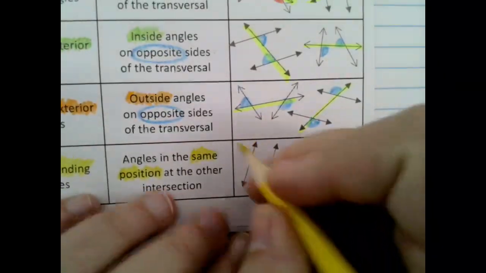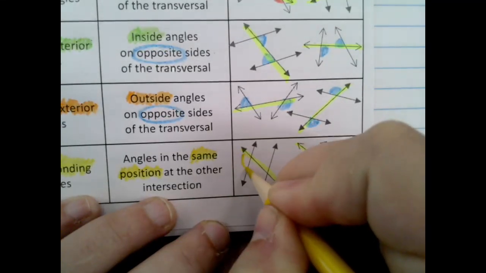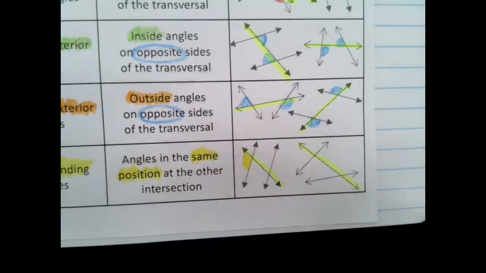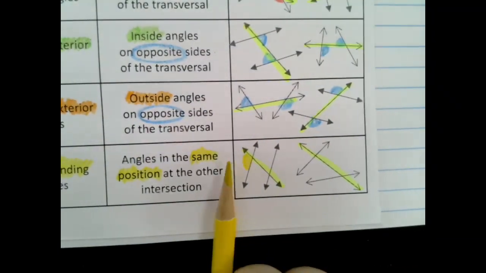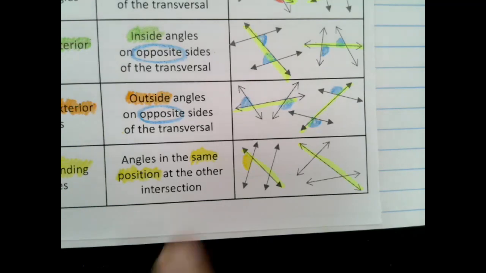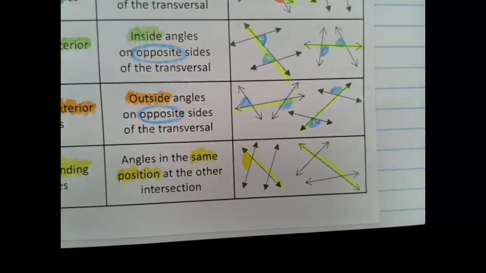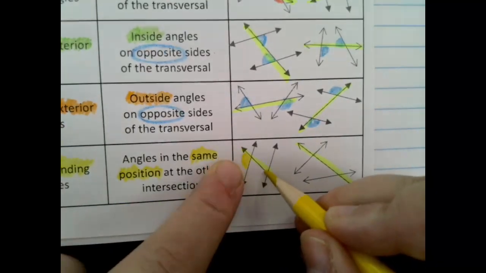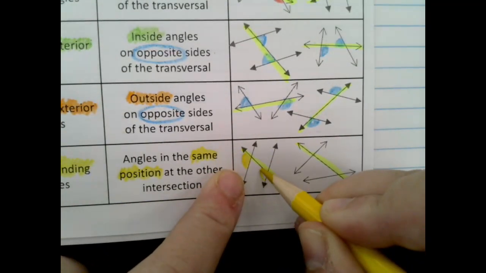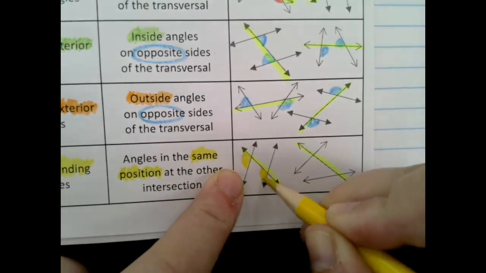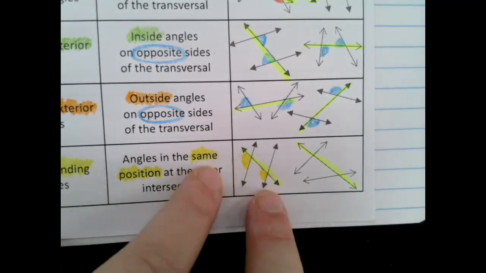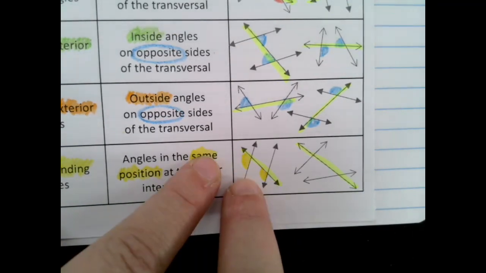So as we take a look at this first one, if I look at this bottom angle, it's on the left side, kind of left side bottom. When I move over to the other one, I want those same directions. So when I look over here on the next one, I want to go left side bottom. I want them to line up in the same spot. They're on the same spot of the transversal, and they're both going in the same direction.